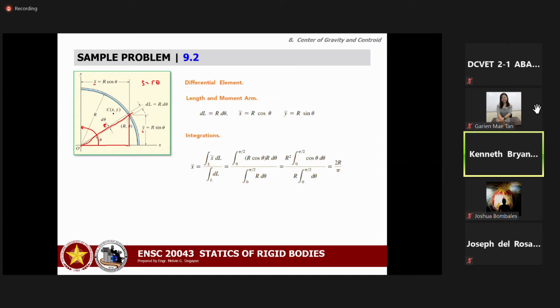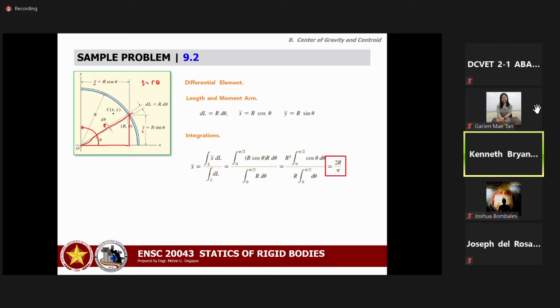So we have R squared times the integral of cosine theta d theta from 0 to pi, divided by r times the integral of d theta from 0 to pi over 2. So that will be equal to 2r over pi, and that is your bar x.